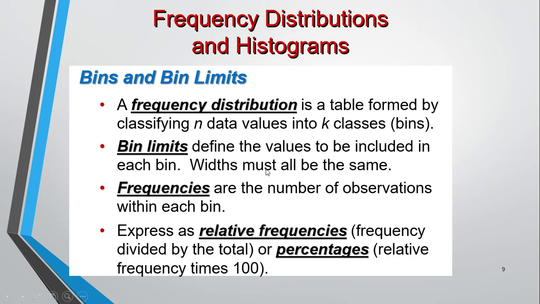Obviously, in order to compare. Frequencies are the number of observations within each bin. You count how many trees are in each bin. Okay? So you can express data or number as a relative frequency, that's a frequency divided by the total, or by percentage. That's the relative frequency times 100.